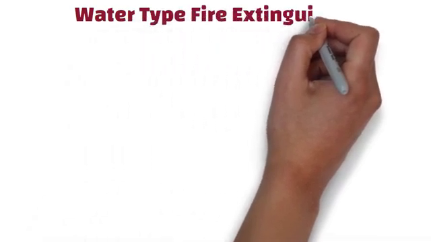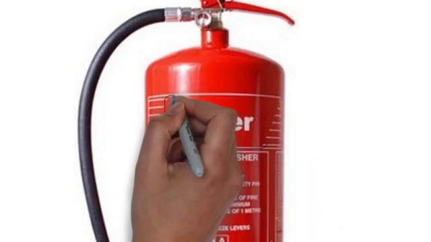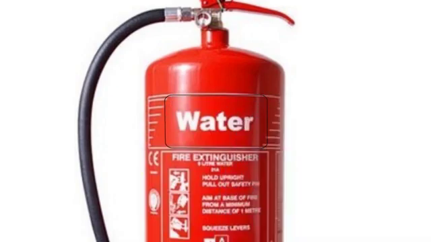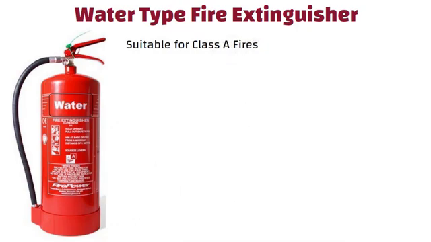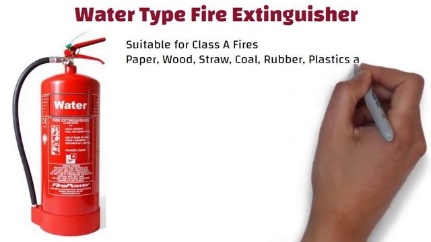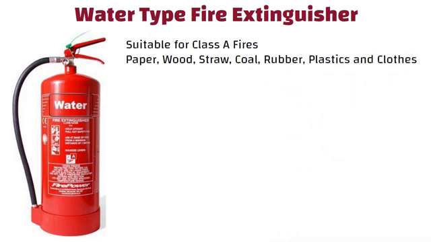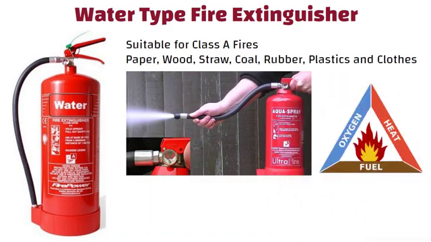Now let us understand types of fire extinguishers on the basis of extinguishing agents. Water type fire extinguisher. These type of fire extinguishers are noted by red color. Water type extinguishers are only suitable for class A fires consisting of paper, wood, straw, coal, rubber, plastics and clothes. Water has a cooling effect on fire. It takes away heat element from fire triangle.